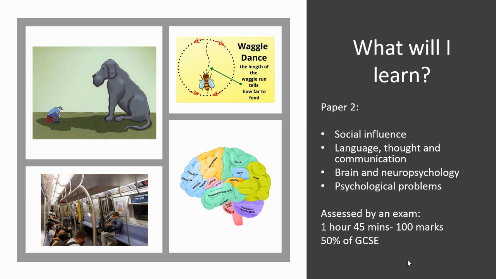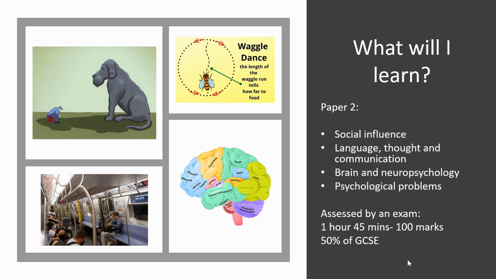We also study the nervous system and different types of neurons within this section. And then finally, our 8th topic is called psychological problems. And within this, we look at two mental health problems: depression and addiction. So we look at the symptoms of these disorders, we look at reasons why we might develop depression or addictions, and also treatments for them. So medical treatments and also talking treatments.